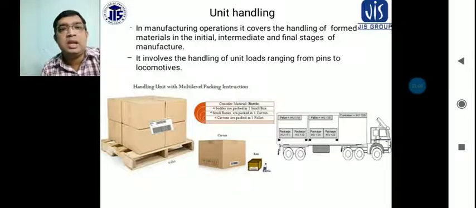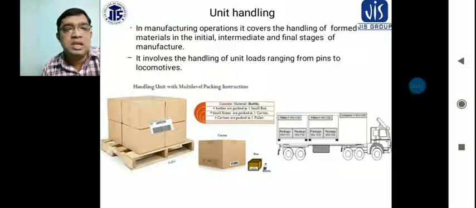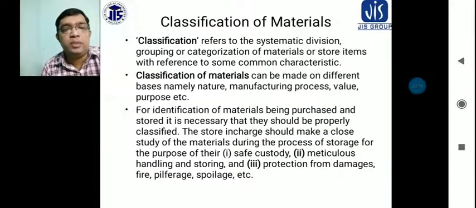It also involves handling of unit loads ranging from pins to locomotives, which will be considered according to these systems. First are pallets and different cartons that will be placed, and second are the cartons up to locomotives, all considered according to the unit load systems.